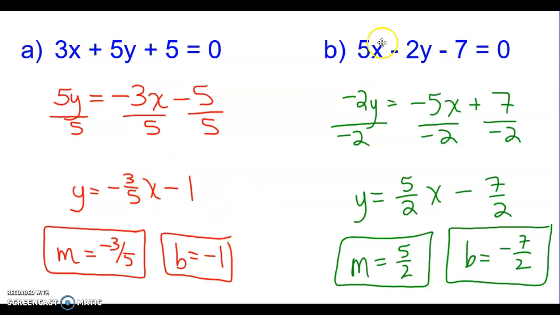I'm going to repeat this process for my second example. 5x minus 2y minus 7 equals 0. Move the 5x over, it becomes negative. Move the negative 7 over, it becomes positive. Everything needs to be divided by that negative 2, so all of my signs will change. So we're left with y equals positive 5 over 2 x, positive divided by negative, minus 7 over 2. So my slope is 5 over 2. My y-intercept is negative 7 over 2.